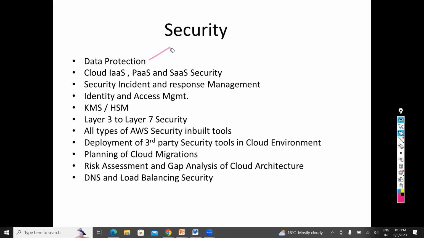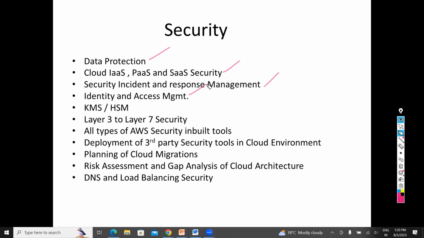So the third point is, in case your application or your server is compromised, what do you have to do? Or if you see any incident, ransomware, a virus, or any layer 7 attack, like cross-site scripting or SQL injection, injected in your environment, what do you have to do? What should the response management be? What will be your identity and access management?